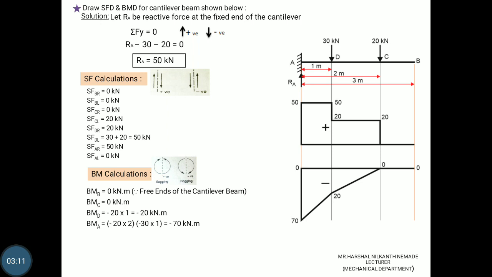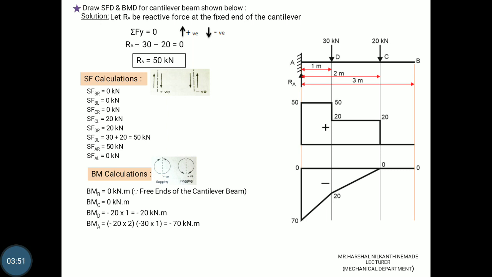Whatever points I've got, I will mark. First a straight line at 0. So at B it is 0, at B left it is 0. At C right also it is 0. At C left on the same line it is 20. I will take it from 20 to D right, it is 20, a horizontal straight line. Then from the horizontal straight line again it will go up to 50 kilonewton. Again 50 kilonewton, it will go horizontal straight line at 50. From 50 it will come again to 0 kilonewton. This will be the SFD diagram in kilonewton.